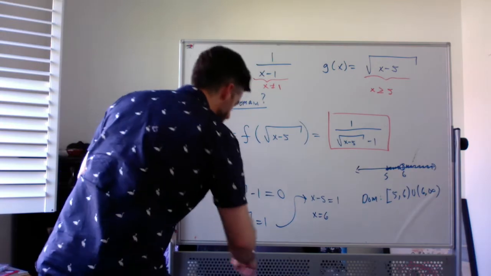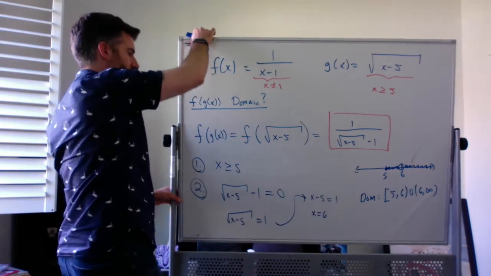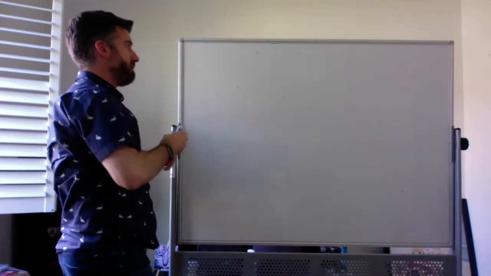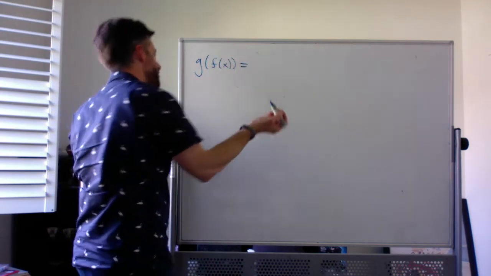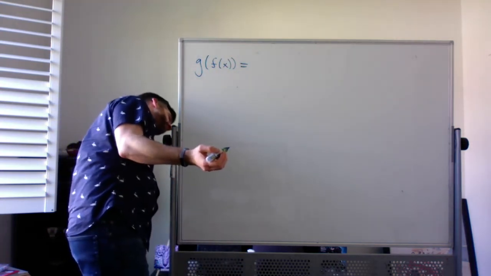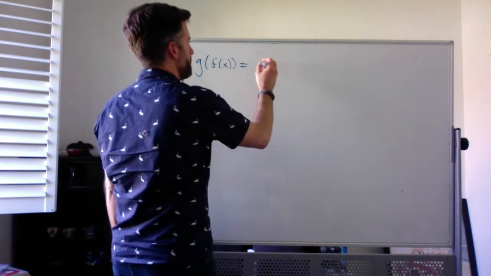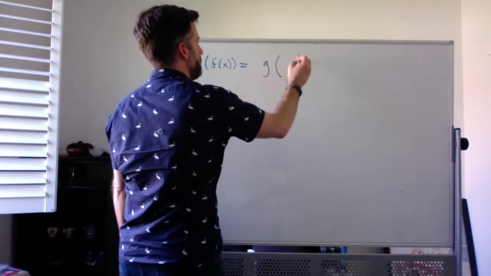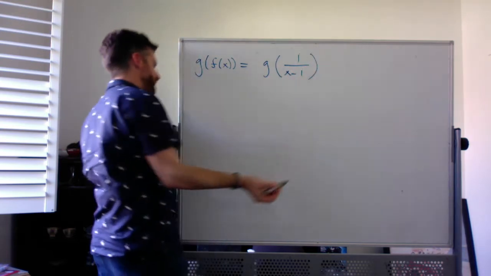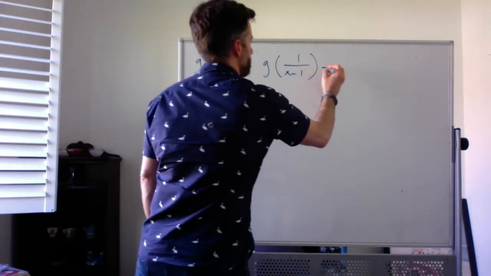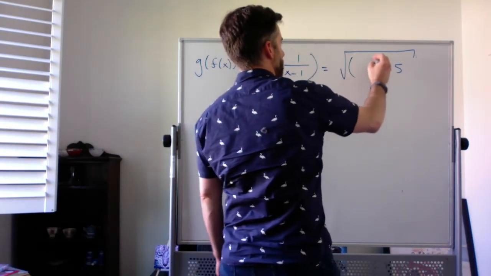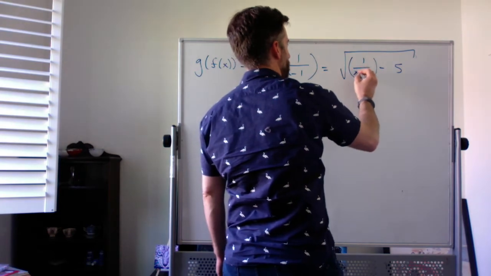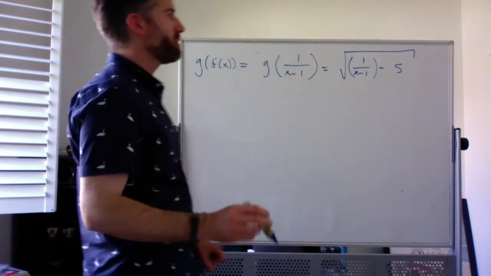Alright, let's look at the reverse direction of composition. So let's look at g of f of x, which is going to be a little bit complicated. g of f of x is g of 1 over x minus 1, right? Because f of x was 1 over x minus 1. And then that's going to be the square root of not x minus 5, but our stuff: 1 over x minus 1 minus 5. And here we have to be extra careful.